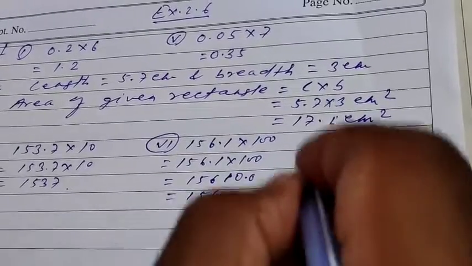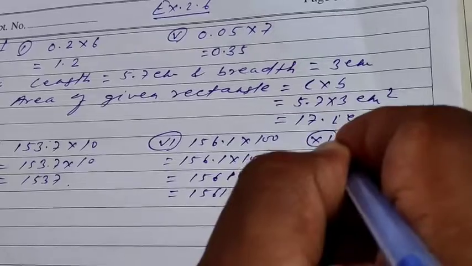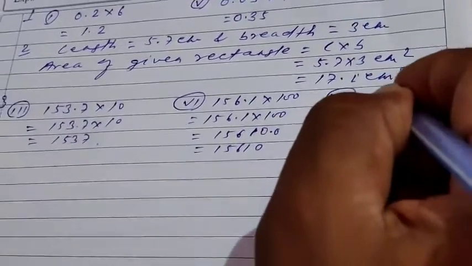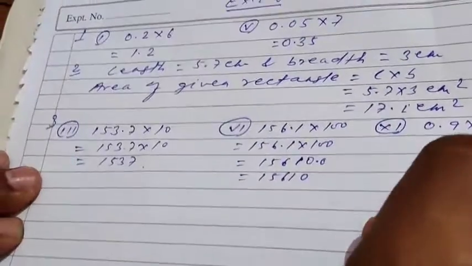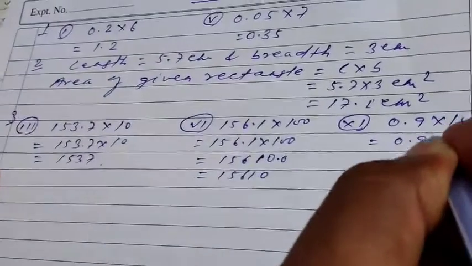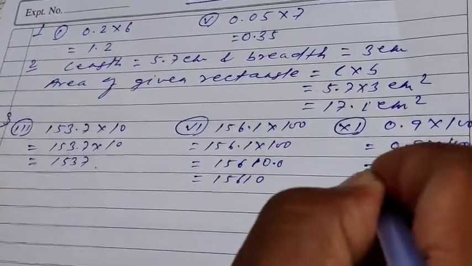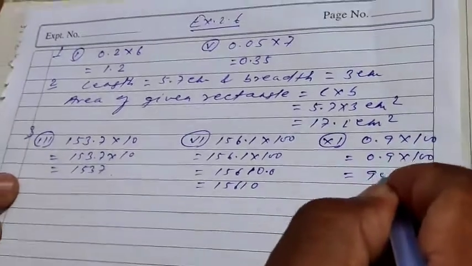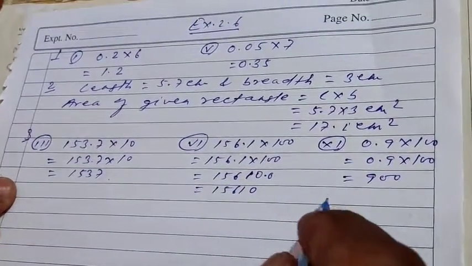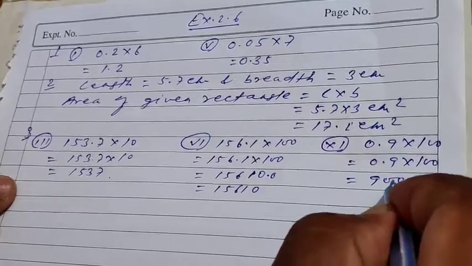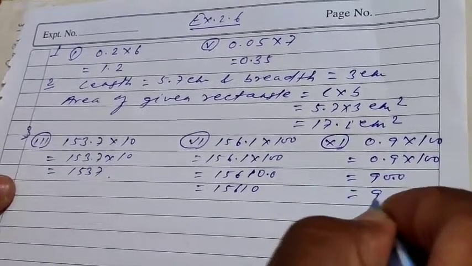Now 11th question. 11th question is 0.9 into 100. This equals 0.9 into 100, and this will be 9 ones are 9 into 100, 900, and we write decimal after one place, therefore your answer is 90.